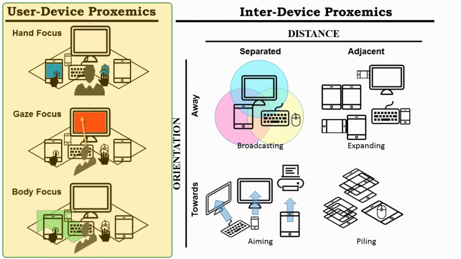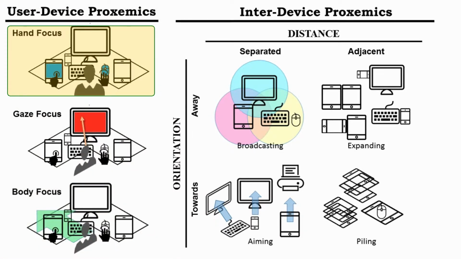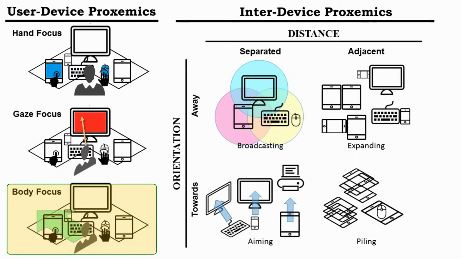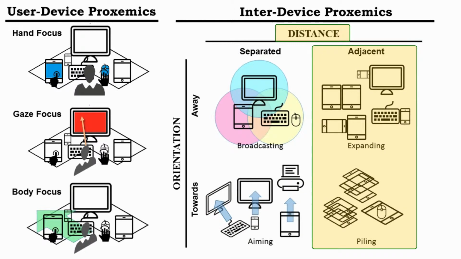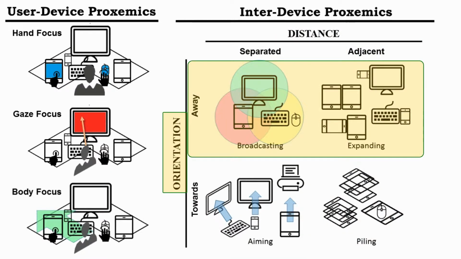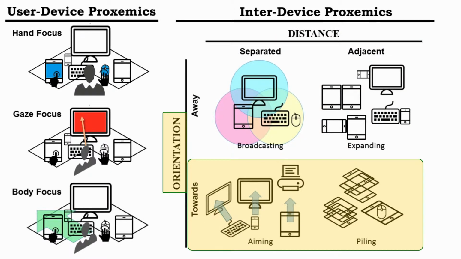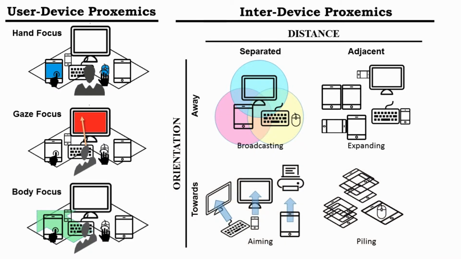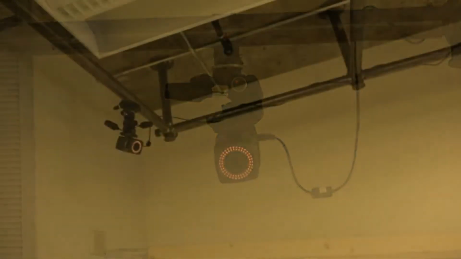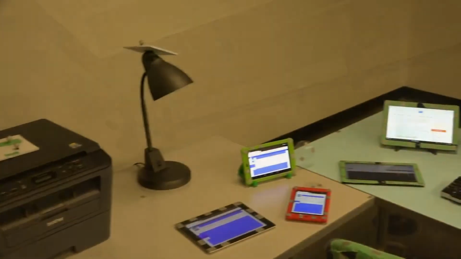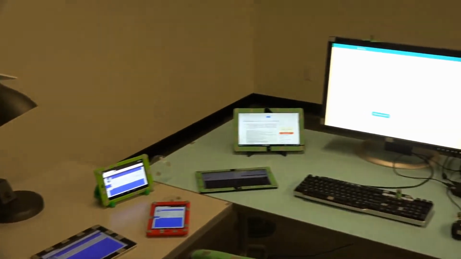In our model, we make use of the user's position via the focus of the hand, head gaze, and body orientation. Devices are also aware of each other's distance, either separated or adjacent, and their orientation, either away or towards. This model allows for the support of smooth workflows in multi-device, desk-centric environments. To demonstrate the power of SMAC, we created a prototype system named OmniDesk using the Vicon motion capture system.